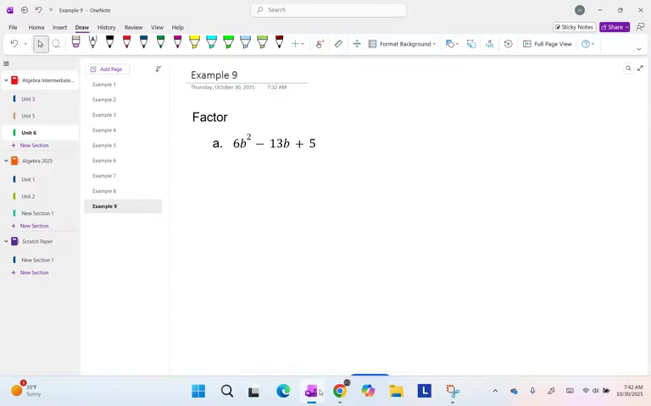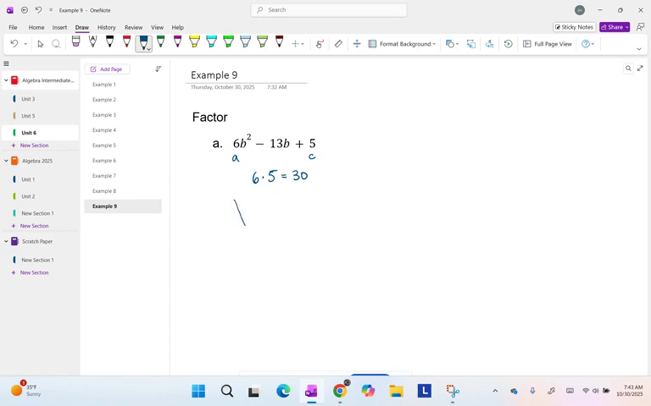All right, guys, in this video, we're going to be factoring the trinomial where, again, our value of a is not 1. And so we'll have to go about it in that different way. So let's start with a and c. So our value of a is 6. Our value of c is 5. 6 times 5 is 30.